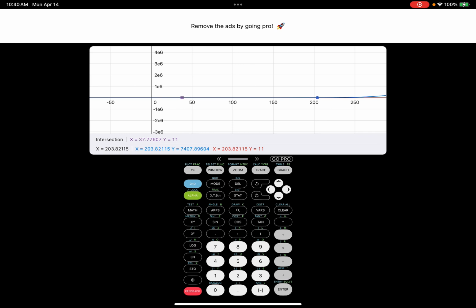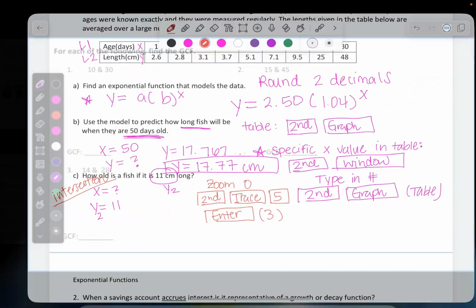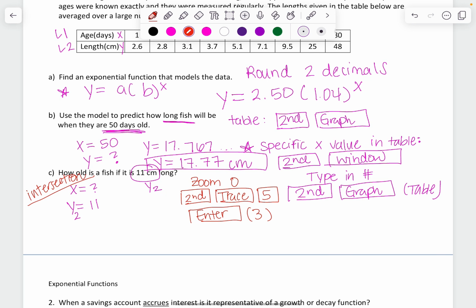It should say 37.7607. Sorry, my calculator is a little weird, but yours should be working fine, okay? When you do second trace 5, you should be able to see it correctly, okay? So let's do that here. So my answer is x equals 37.78. And this is in days.